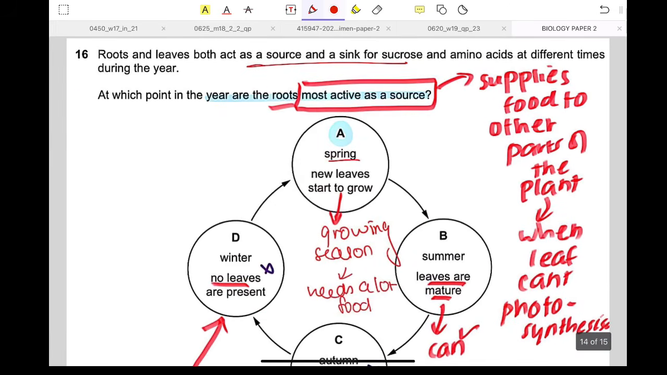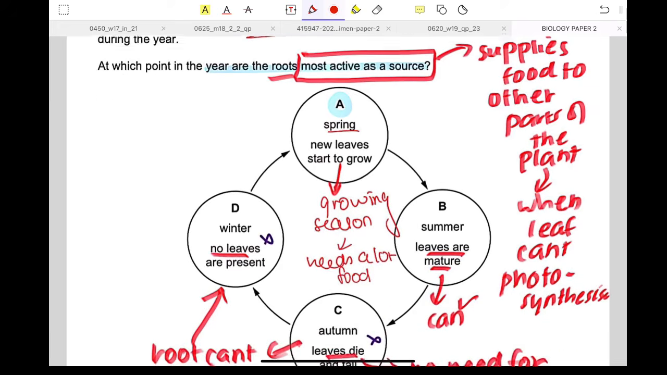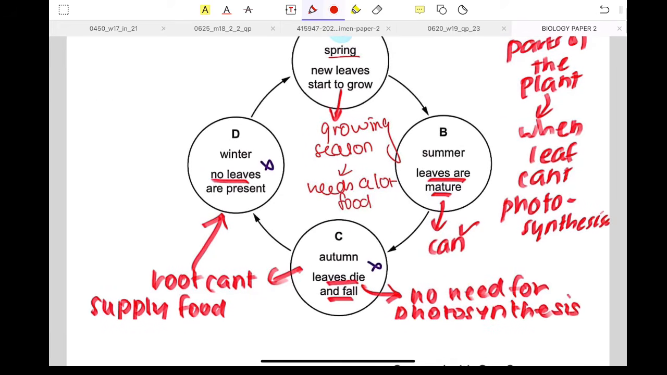Okay, roots and leaves both act as a source and a sink for sucrose and amino acids at different times during the year. At which point is the root most active as a source? Okay, let us look at the first one. So let's look at B actually. So in the summer months, the leaves are mature, which means that they can already photosynthesize. They do not need food from the root. All right, so this automatically goes.